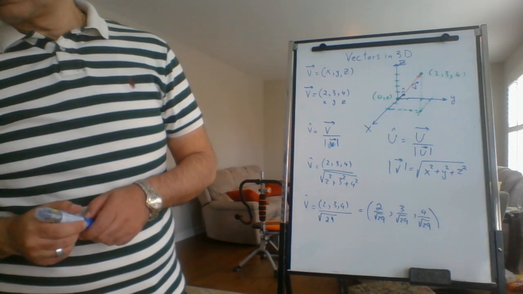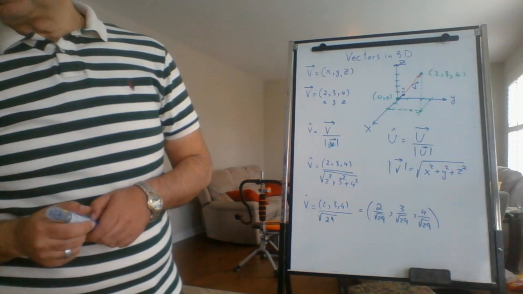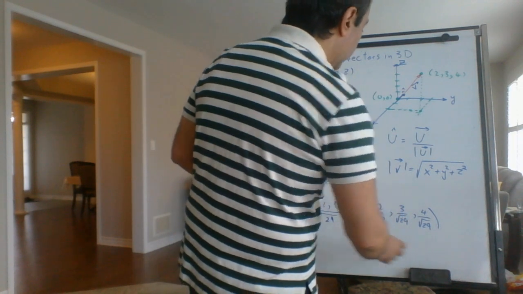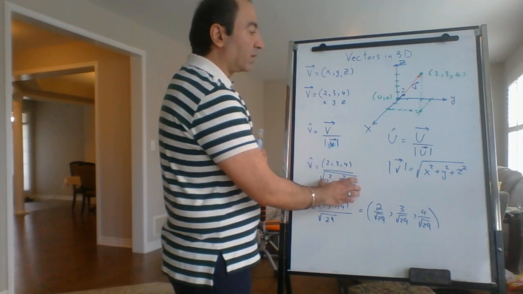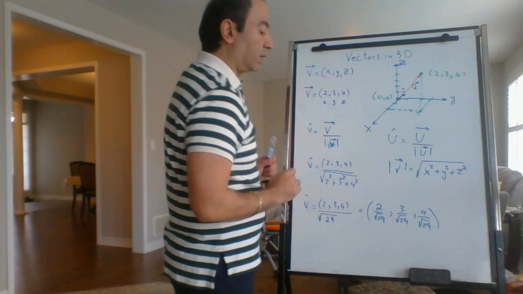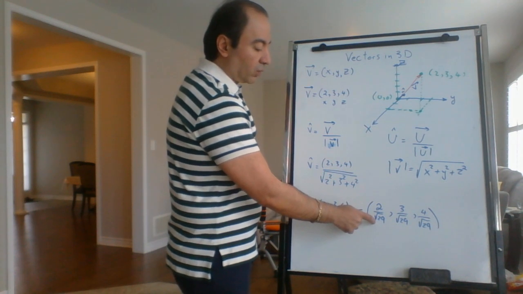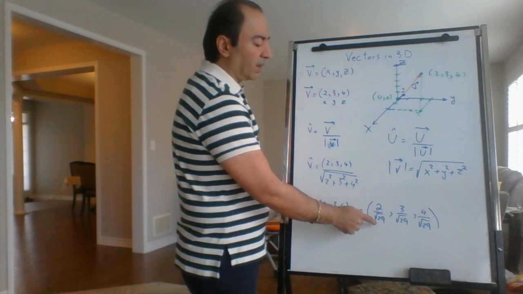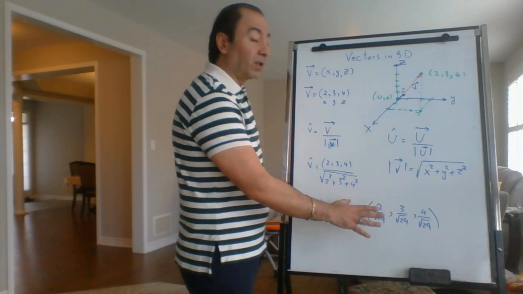So this is how we find the unit vector. Write the components of the vector divided by its magnitude. And usually mathematicians don't like to have irrational numbers in the denominator, so we can multiply the top and the bottom by square root of 29. For me, I don't care that much.